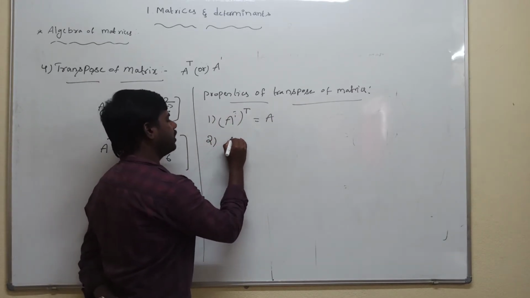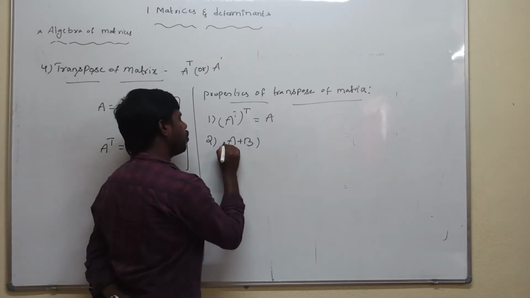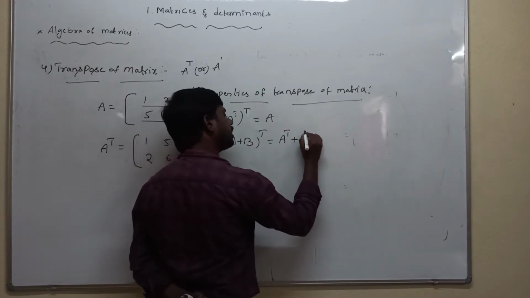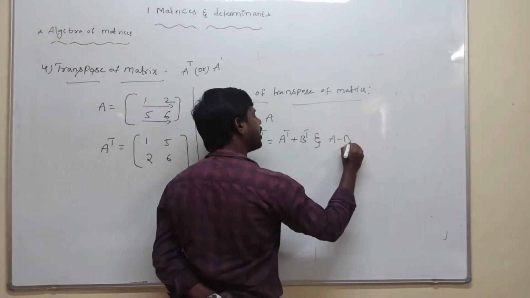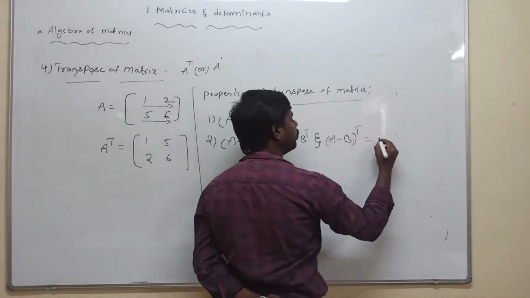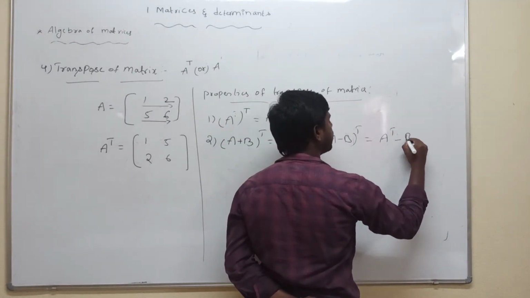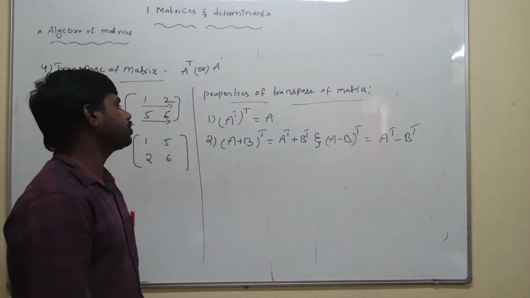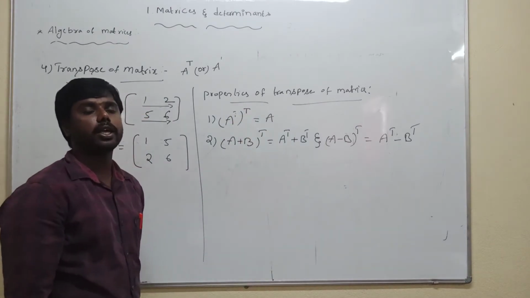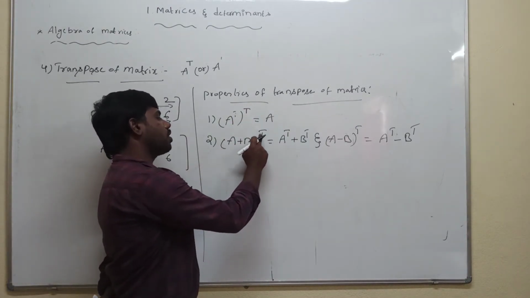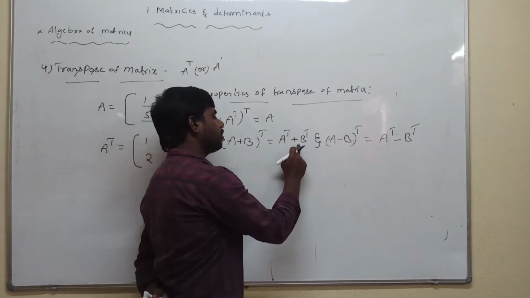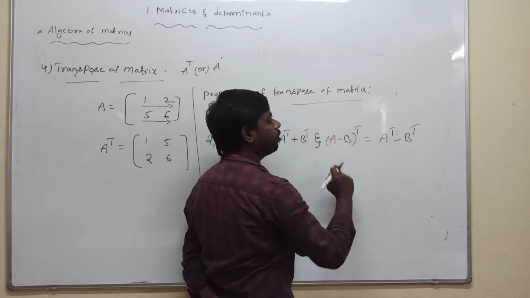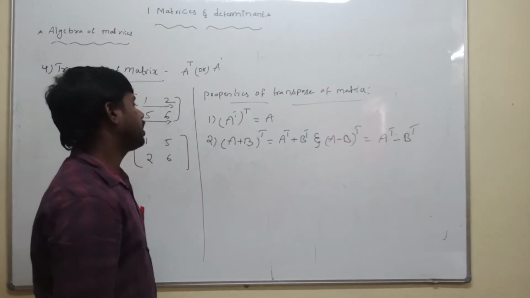Next, the second property is (A + B) transpose is equal to A transpose plus B transpose, and (A - B) transpose is equal to A transpose minus B transpose. What is the first property? (A^T)^T = A. The second property is (A + B)^T = A^T + B^T. And one more property is (A - B)^T = A^T - B^T.